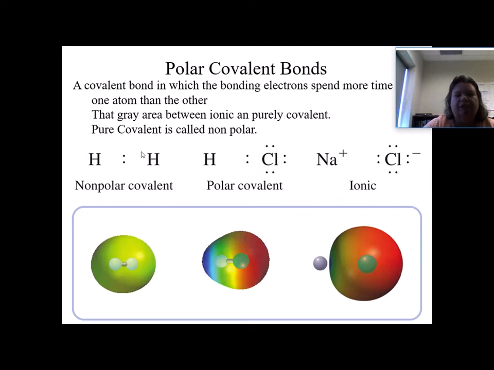So what I have here is three examples. I have hydrogen-hydrogen, which is a nonpolar covalent bond, and the electrons are shared evenly between the two hydrogens. Okay, and this is a heat map here showing time spent.